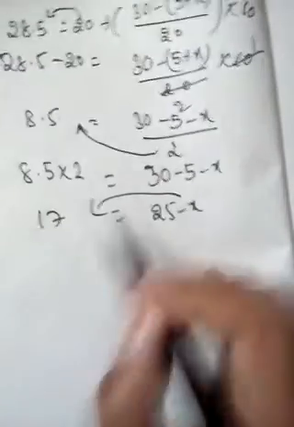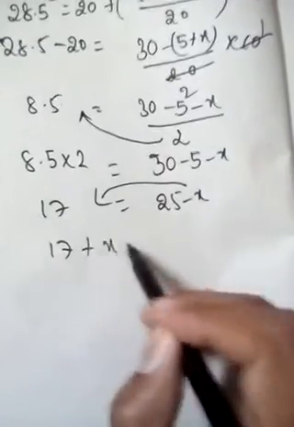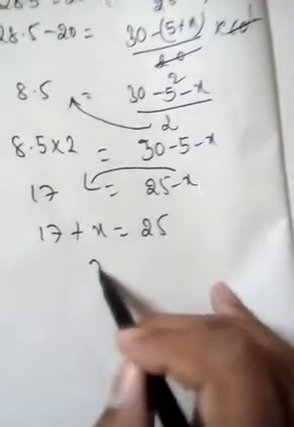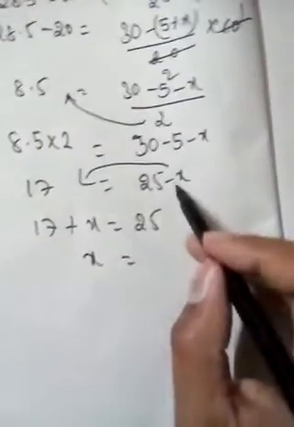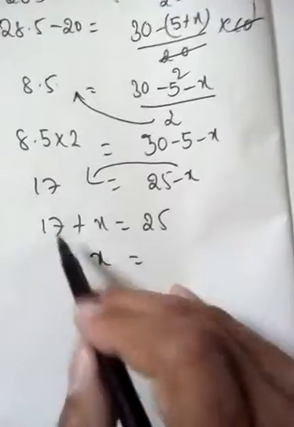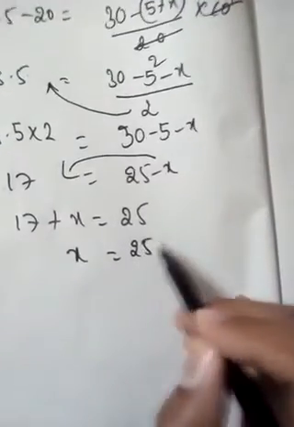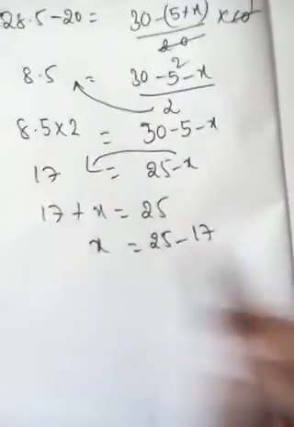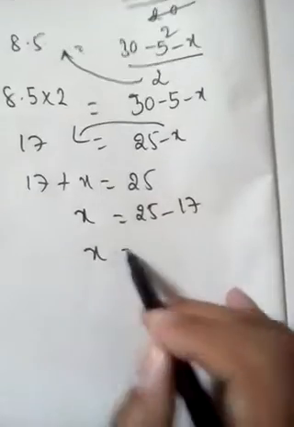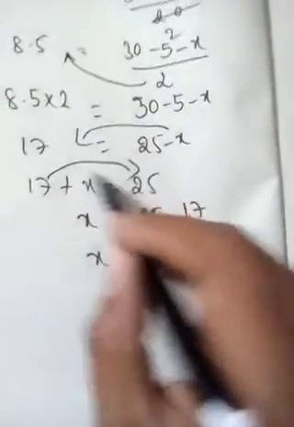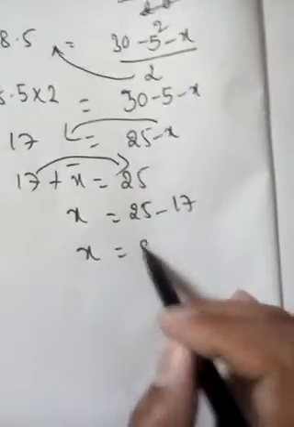So send x to this side. 17 plus x is equal to 25. Here minus x is there, and if you send it to this side, it will become plus x. If you bring 17 to this side, it becomes minus 17. So x is equal to 8.